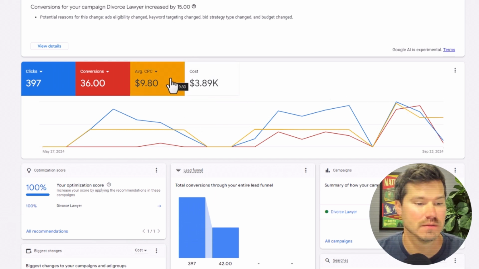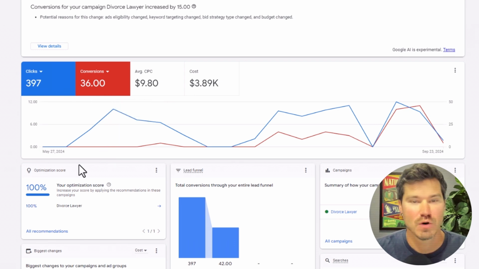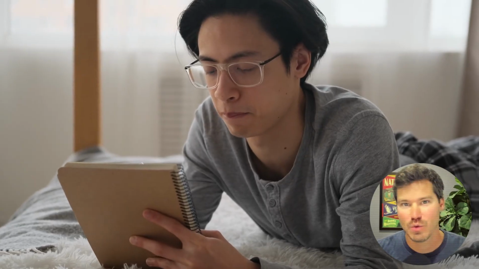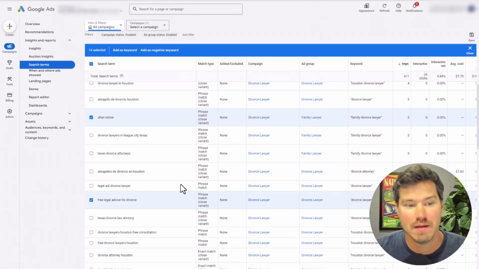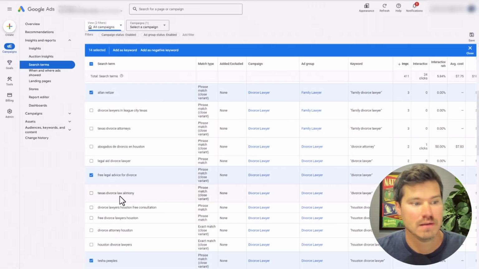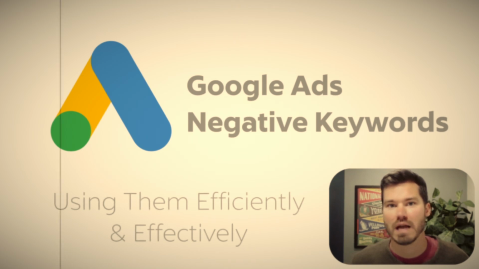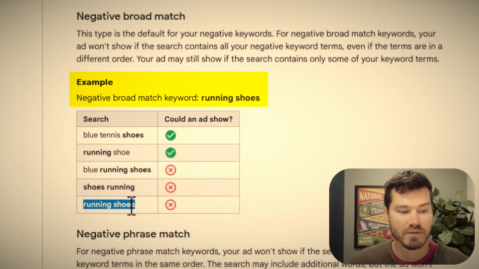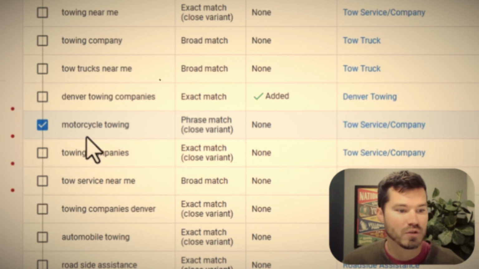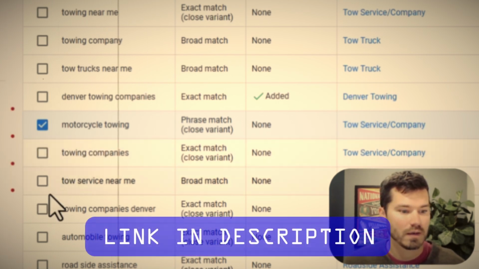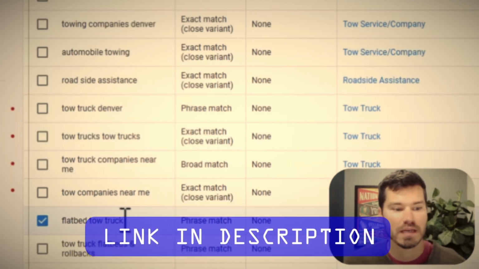You can try to add some negative keywords preemptively, kind of guessing at what people might be searching for that you don't want to show ads for. But the reality is the best way to add negative keywords is to add them after the fact. Once they come in, you just have to block them. I did another video covering the most efficient way to add negative keywords so that you can move forward faster and get through this ramp up period faster. So definitely make sure to check out that video. I'll link to it in the description.